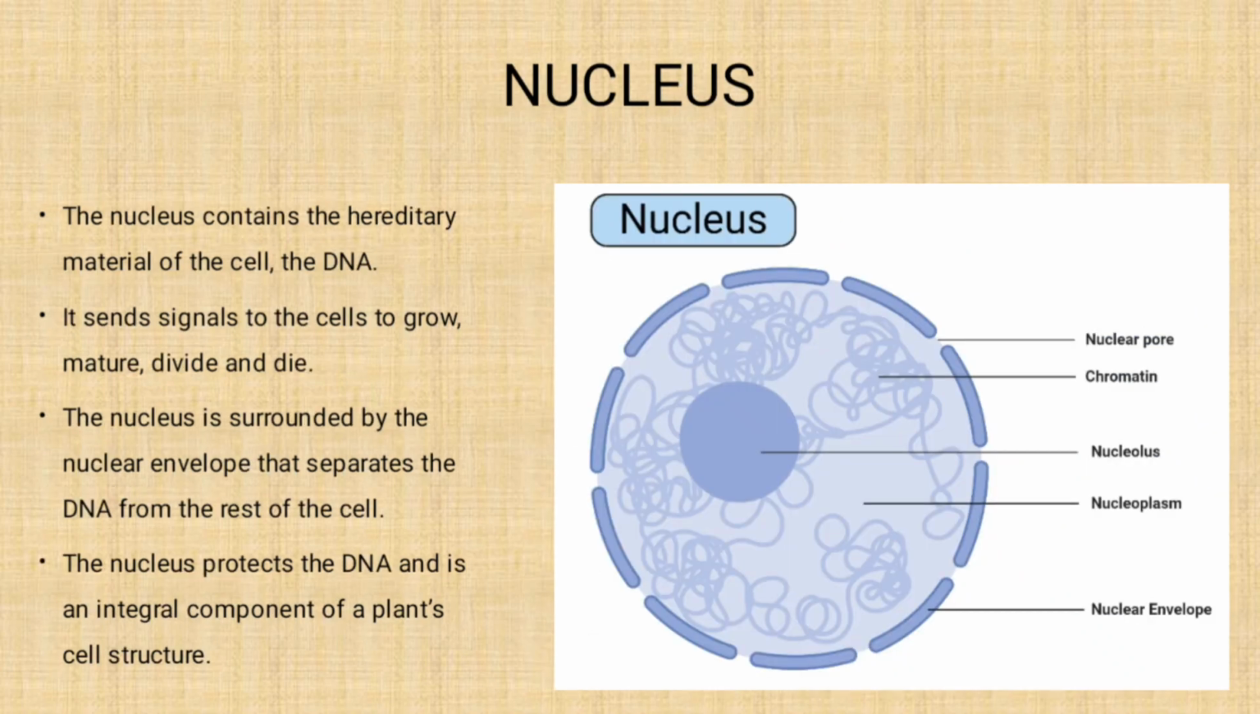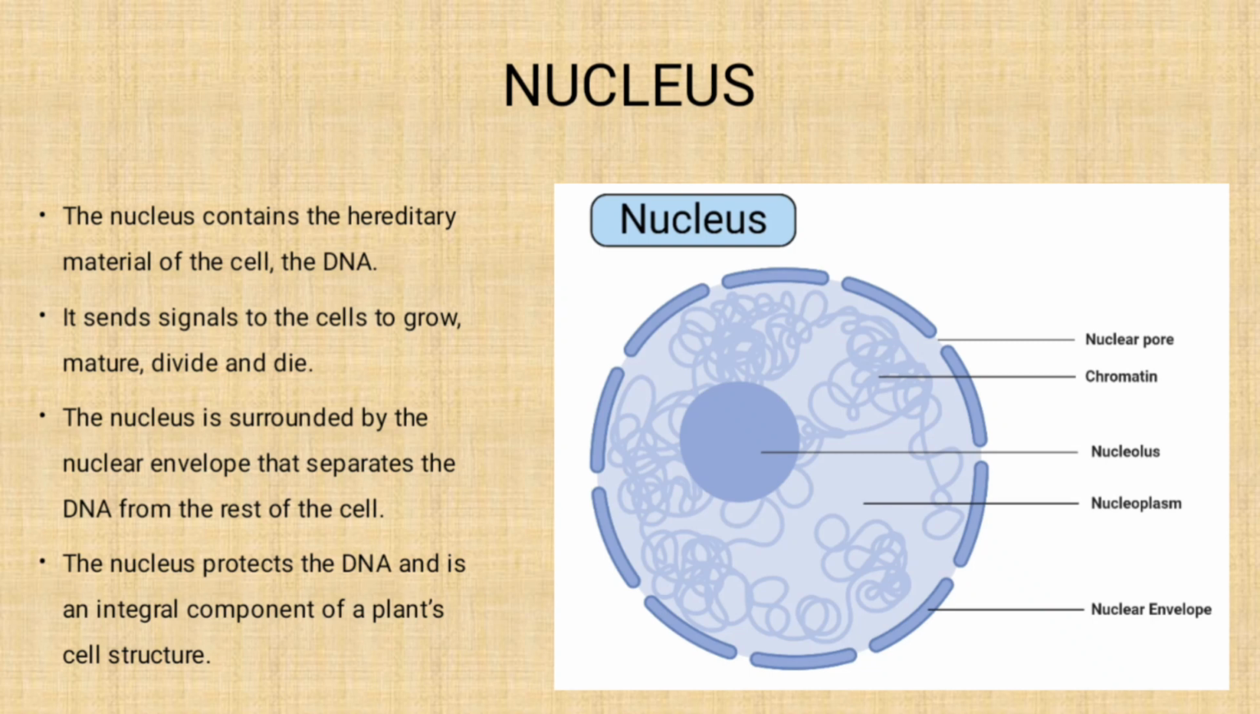Now, moving ahead, we'll be looking at other vital components. This time, we'll be looking at the nucleus. The nucleus contains the hereditary material of the cell, that is the DNA. It sends signals to the cells to grow, mature, divide, and die. The nucleus is surrounded by the nuclear envelope that separates the DNA from the rest of the cell. The nucleus protects the DNA and is an integral component of a plant cell structure.